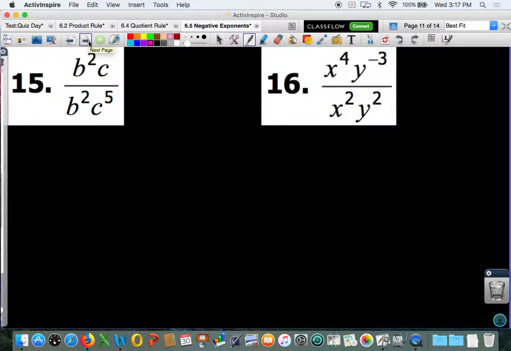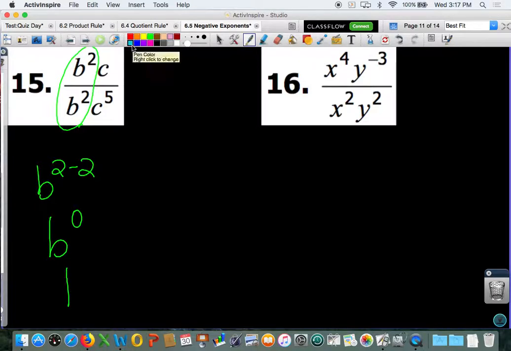So I've got, let's go ahead and again, if you don't have different colors you want to use, you can use the circle method. So I've got, oh, this looks familiar. I've got b squared divided by b squared. So that's for multiple reasons. Anything over itself equals 1. It's also because b to the 2 minus 2 is 0, and b to the 0 is going to equal 1. So lots of reasons for why that's going to become 1.